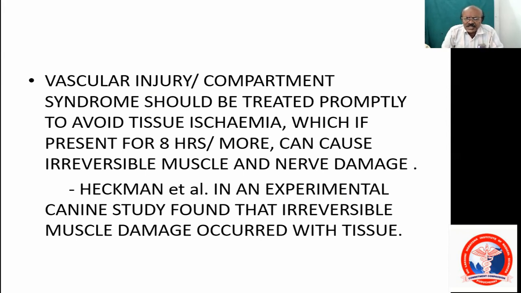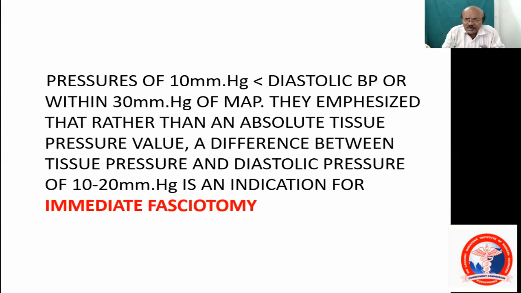Vascular injury or compartment syndrome should be treated promptly to avoid tissue ischemia, which, if present for more than 8 hours, can cause irreversible muscle and nerve damage. Heckman et al., in an experimental canine study, found that irreversible muscle damage occurred with a tissue pressure of 10 millimeters of mercury less than diastolic BP, or within 30 millimeters of mercury of mean arterial pressure. They emphasize that rather than an absolute tissue pressure value, a difference between tissue pressure and diastolic pressure of 10 to 20 millimeters of mercury is an indication for immediate fasciotomy. Therefore, fasciotomy is a limb-saving procedure to prevent the limb from going into ischemia.